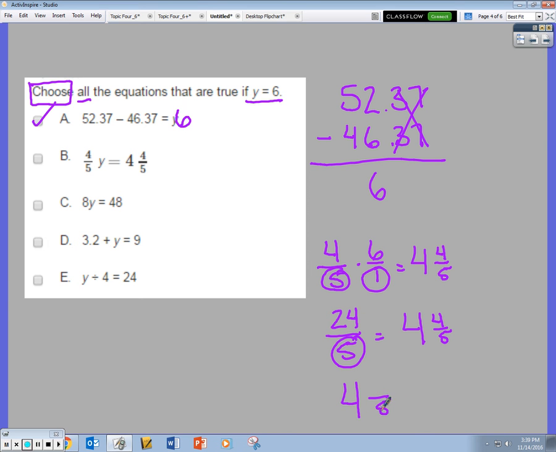Now, if I make 4 whole groups of 5, I've made 20. I've taken 20 away from this 24. Well, I have 4 left over. Hey, look at that. 4 and 4/5 does equal 4 and 4/5. So that will work.